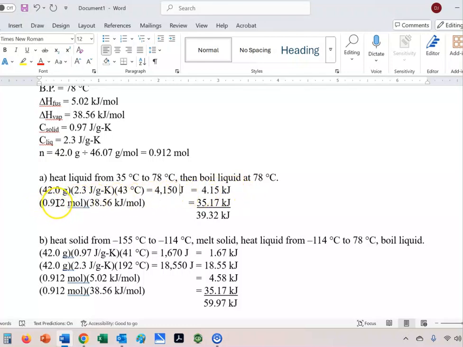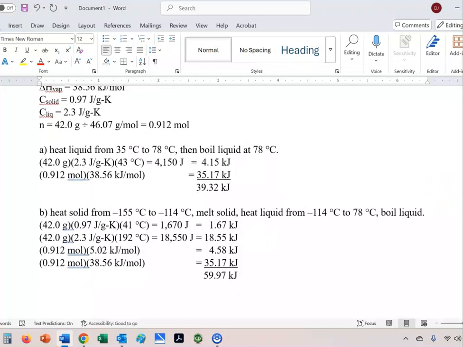For the boiling at 78 degrees of 0.912 moles, you get 35.17 kilojoules. When you add those two numbers together, you get 39.32 kilojoules. The answer in the back of the book rounds that to 39.3.